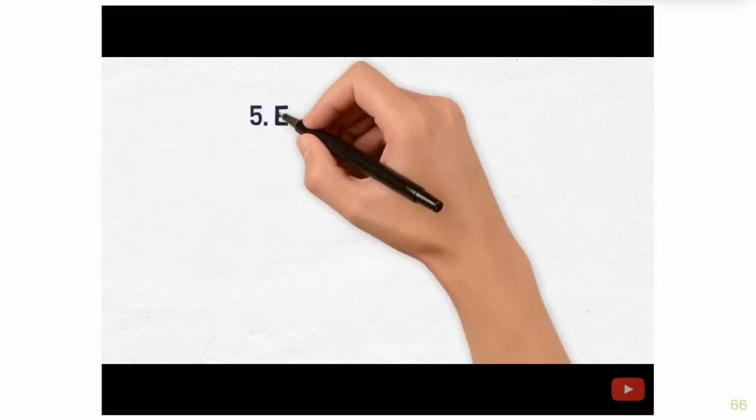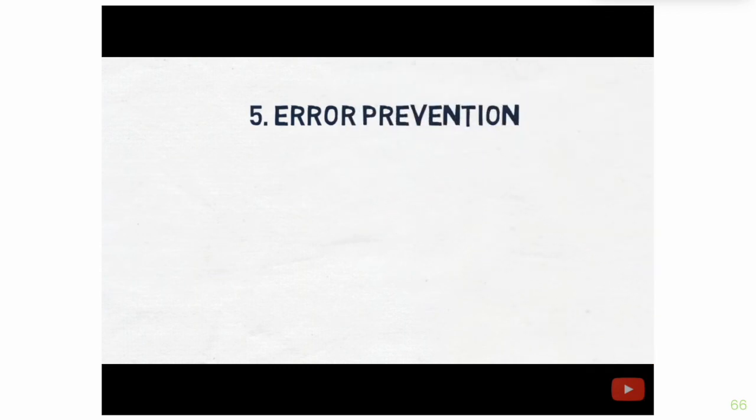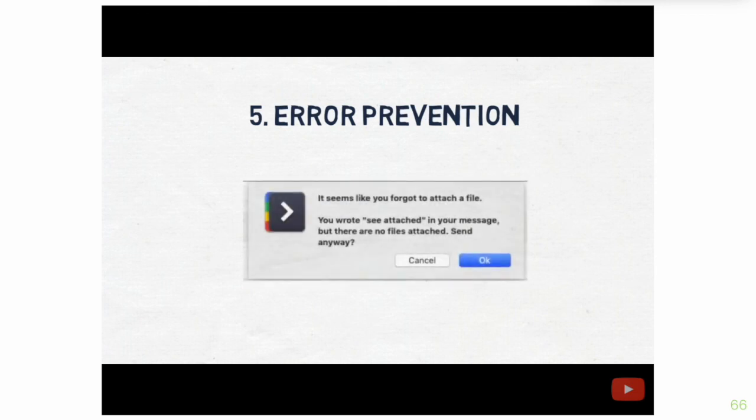Fifth, error prevention. Errors should be kept to a minimum. You should try and prevent errors from happening by crafting careful design so users can't break your system. In this example, Gmail tries to limit your errors. When you write "see attached" in an email, Gmail checks to see if you have an attachment to make sure you didn't forget to attach a document.